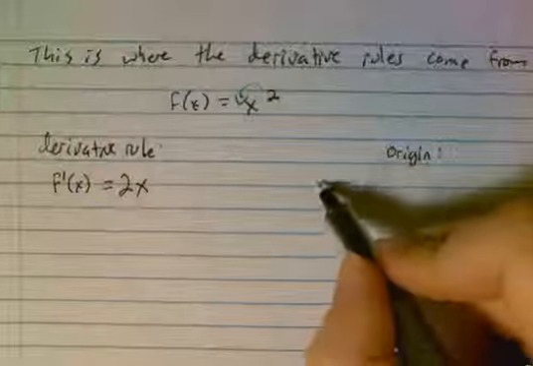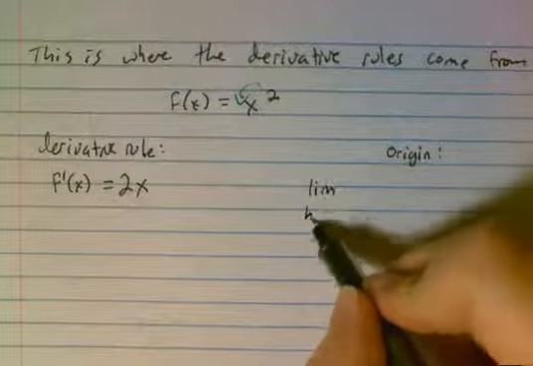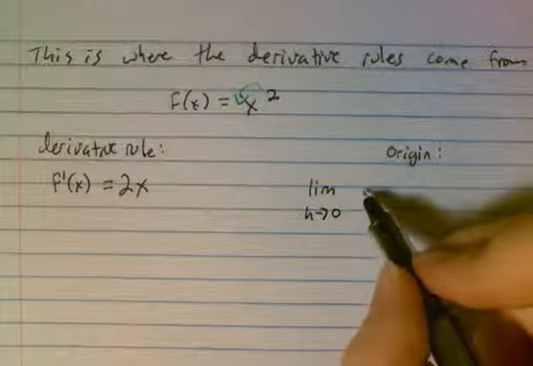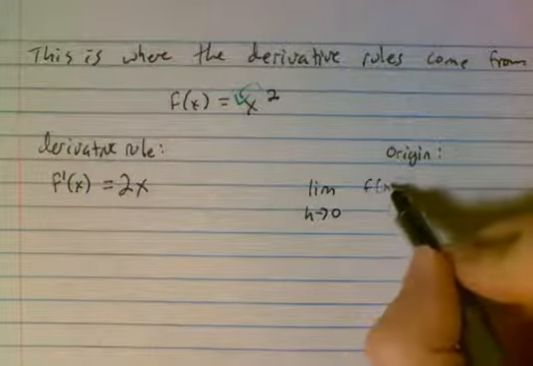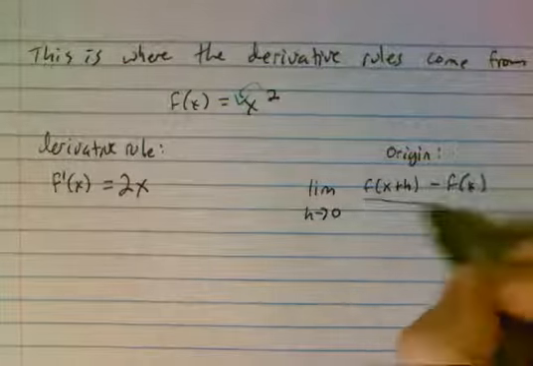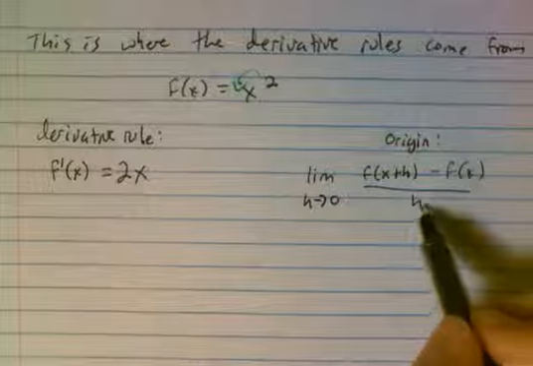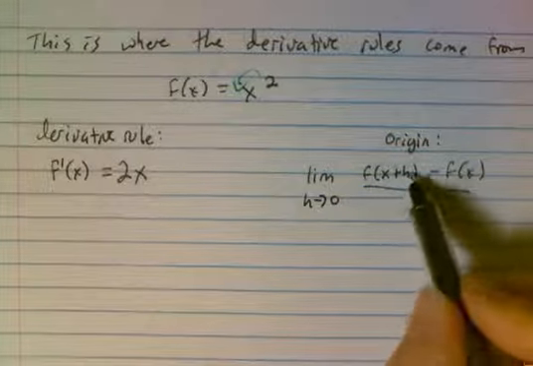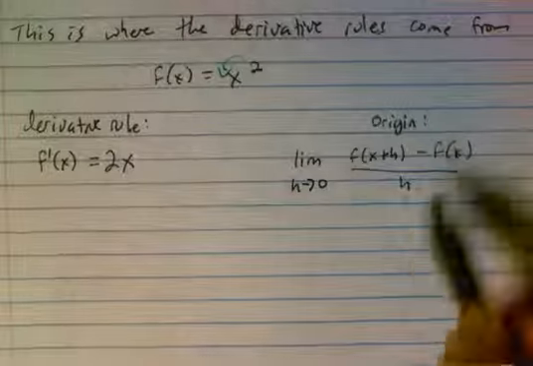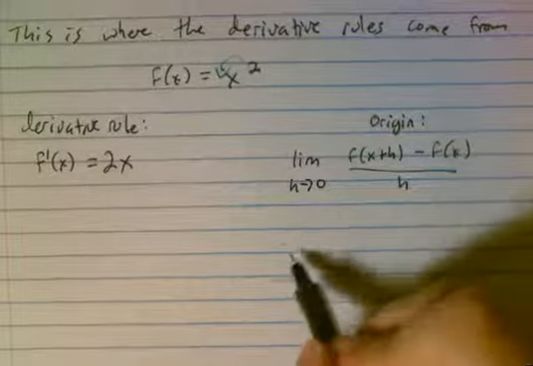We started off with the limit as h approaches 0 of f of x plus h minus f of x all over h. And because we've got this 0 right here, and we put 0 in here, we just said f of x minus f of x, we get 0 over 0, and so we have to massage it and cancel something out before we can find the limit.